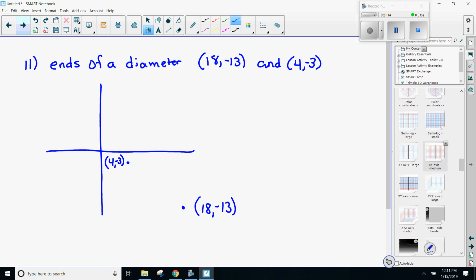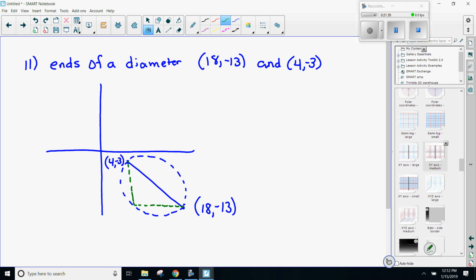So somewhere here exists a circle, right? Those are endpoints of the diameter. And Jacob said something. What did you say, Jacob? A squared plus b squared equals c squared. We are going to use the Pythagorean theorem somehow.